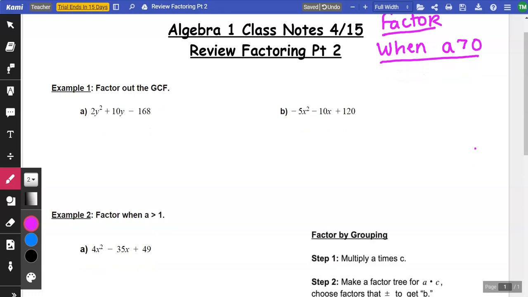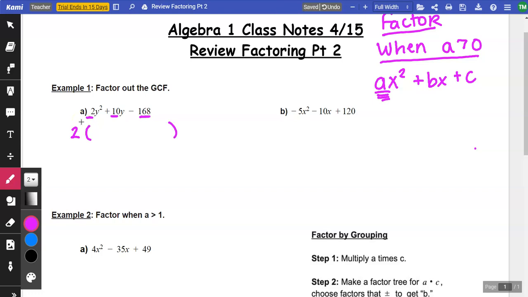So remember, when I talk about a, I'm talking about the a from standard form of ax squared plus bx plus c. This coefficient of x squared is what a represents. So if you look at example 1, part a, we have 2y squared plus 10y minus 168. So right away, I notice that there is a common factor with all three of these terms. I have 2, 10, and 168. All three of those numbers are even, so I know that 2 goes into them. So we have a GCF, or a greatest common factor of 2, between all three of these terms. So let's go ahead and factor out that 2.